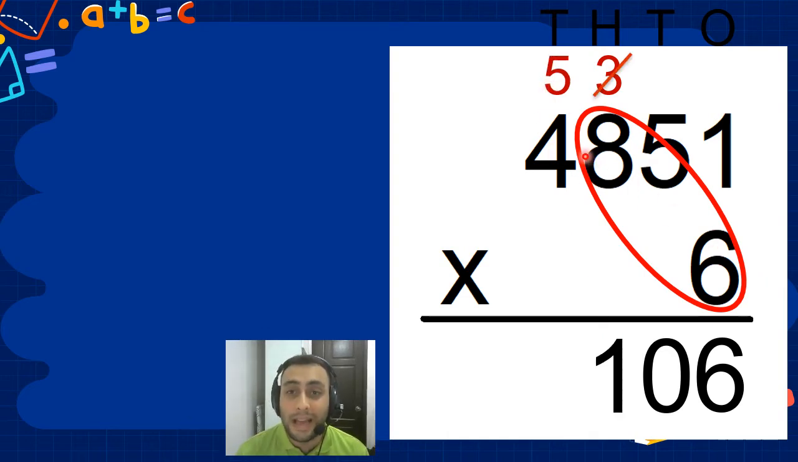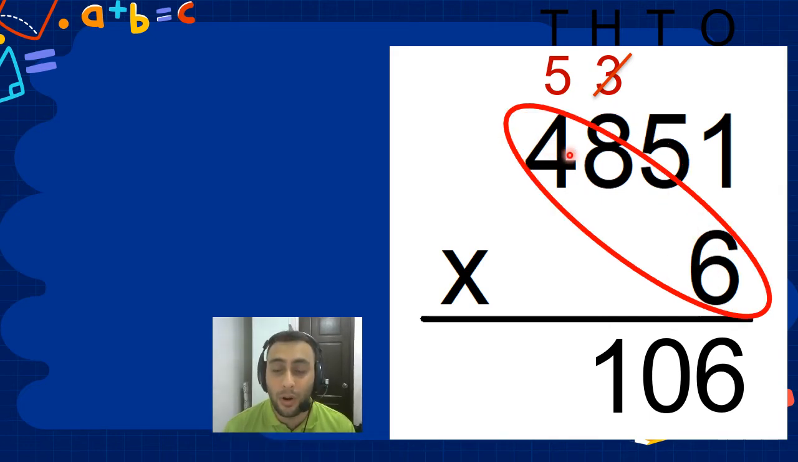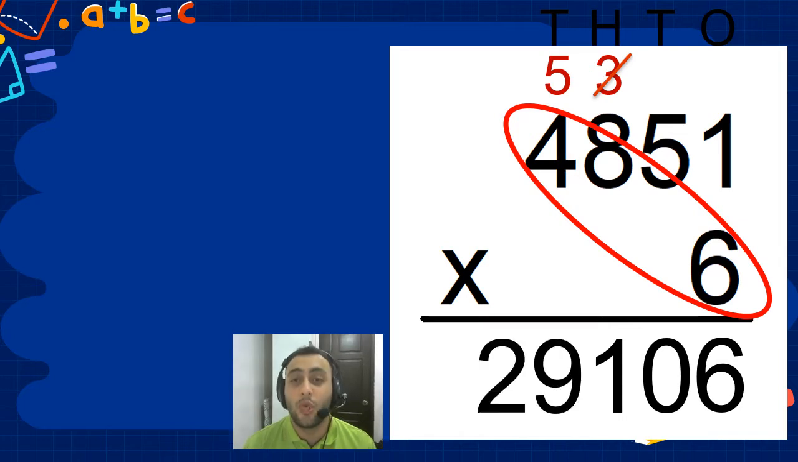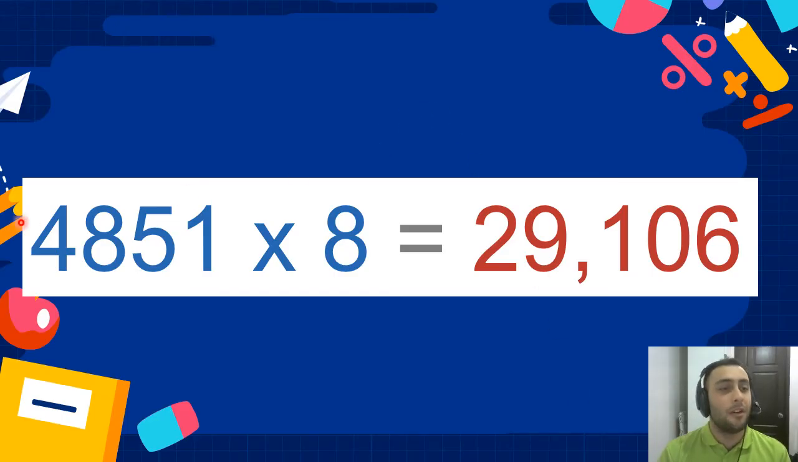Now we go to the last digit left, which is in the thousands. 6 times 4. 6 times 4 equals 24 plus 5 equals 29. We have the final answer. So, 4,851 times 8 equals 29,106. Don't forget the comma when your number is more than hundreds. When it's in thousands, don't forget to put the comma.